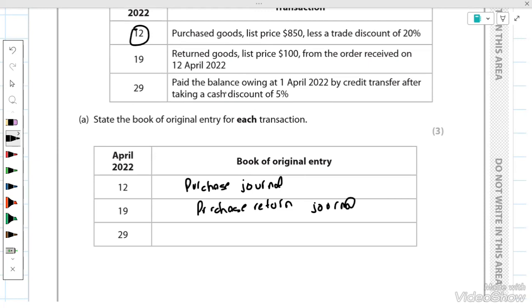Okay. Paid the balance owing at first April 2022 by credit transfer after taking a cash discount of 5%. So yes, of course, if you are paying something, this is a cash transaction, so it will be recorded on the payment side, the credit side of the cash book. Okay.